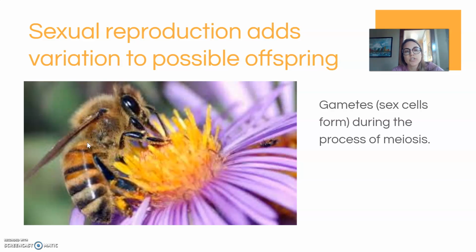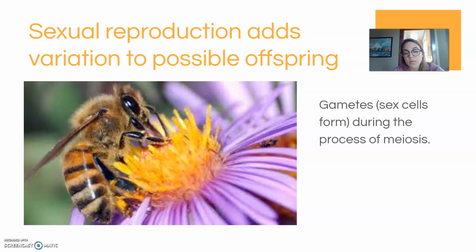So just to start, leading from last unit, sexual reproduction is one of the main reasons that we have so much variation among our offspring. Towards the end of last unit, we learned of a process called meiosis. This is how sex cells or gametes form. And it goes through two rounds of cell division, which allows for those sex cells to have half the number of chromosomes as the parent cell.